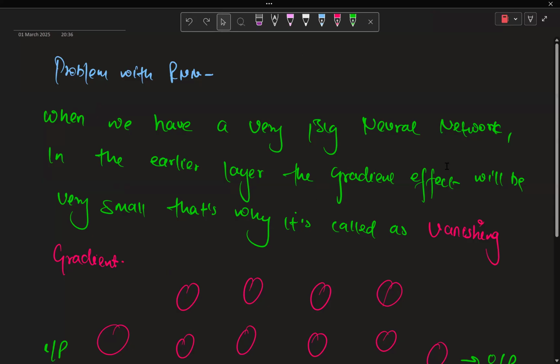Okay, so therefore an extended version of RNN has been created, and again it is in the development process also. It's not very much evolved, but researchers are still working on it. That is called LSTM. LSTM stands for long short term memory. I'll give one more example here.